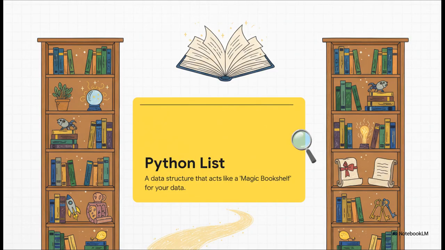And honestly, the best way to picture a list is to think of it like a magic bookshelf. It's this single, neat container where you can line up all your data, keep it in a very specific order, and here's the magic part: you can change it, rearrange it, and mess with it anytime you want. So let's stick with this bookshelf idea.